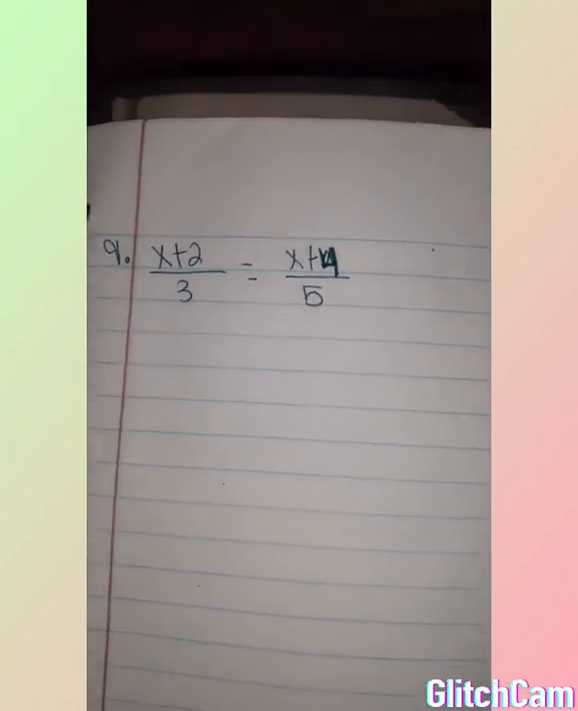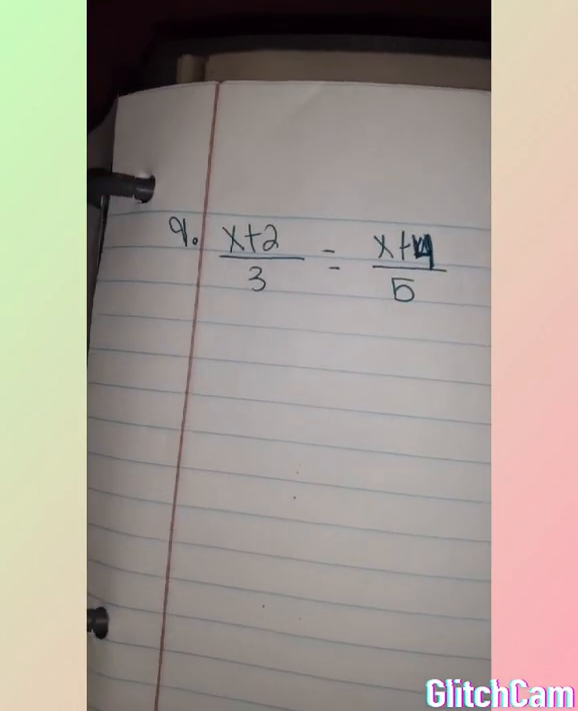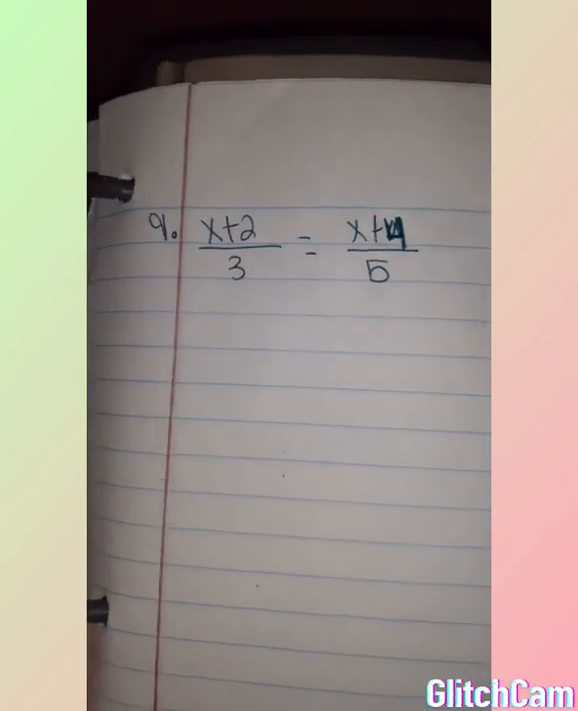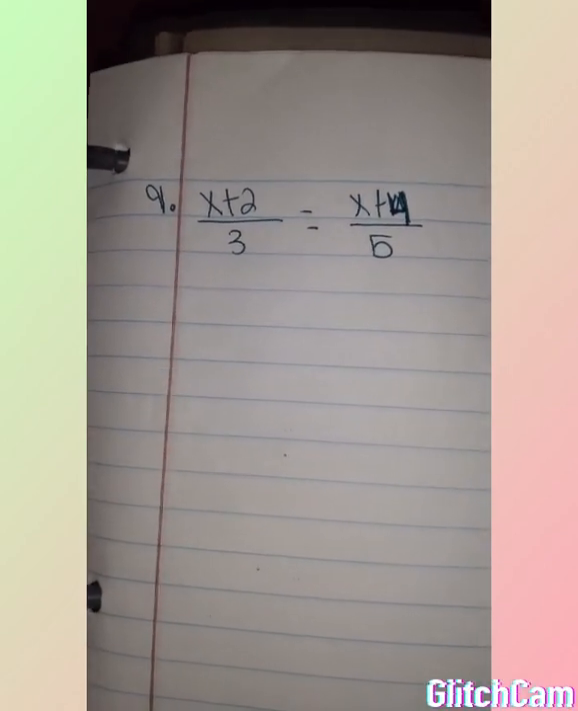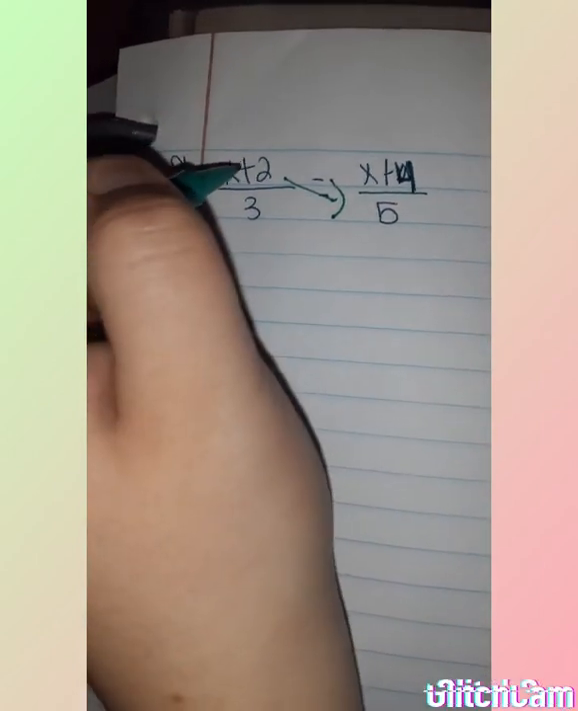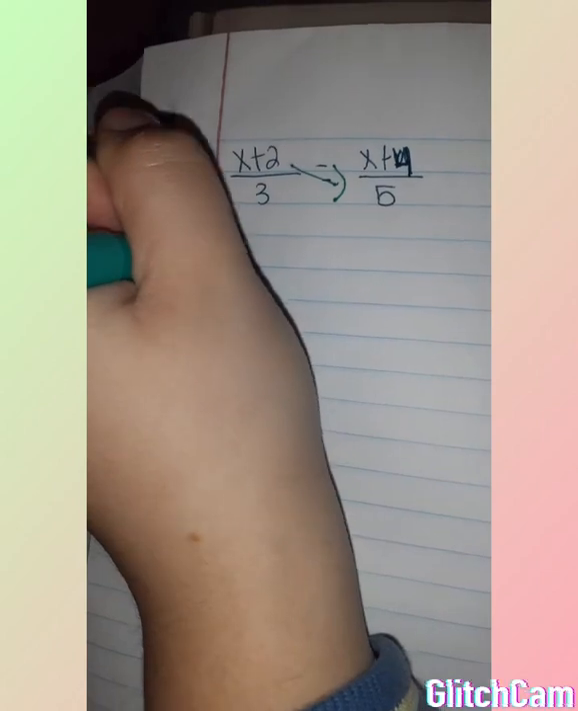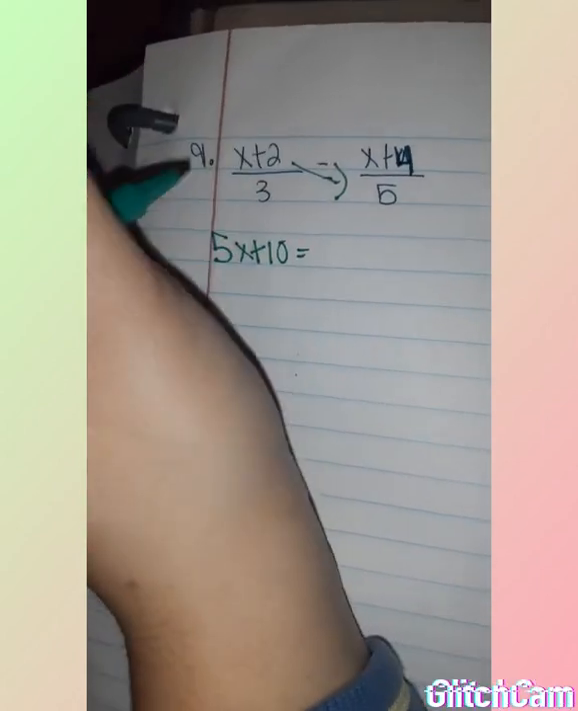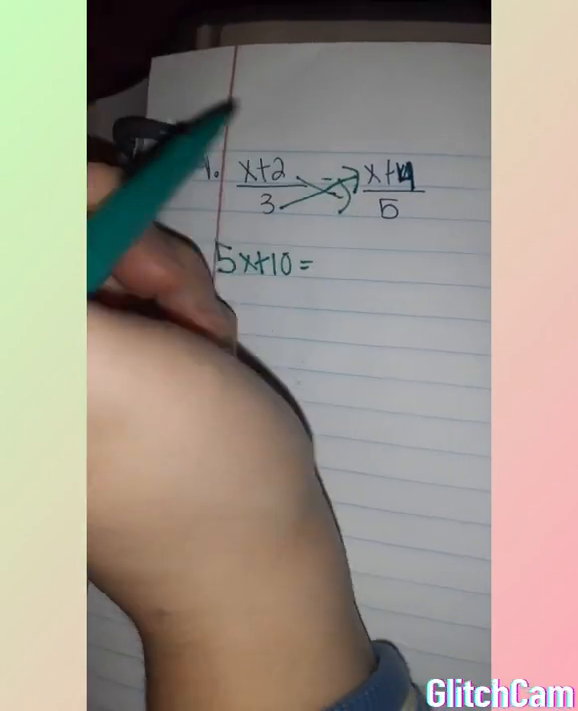Okay, so let's move on to number 9. We would do number 9 almost exactly the same. Well, actually, pretty much the same as we did number 7. So we would cross multiply. So 5 times x plus 2. So 5x plus 10 equals 3 times x plus 4.